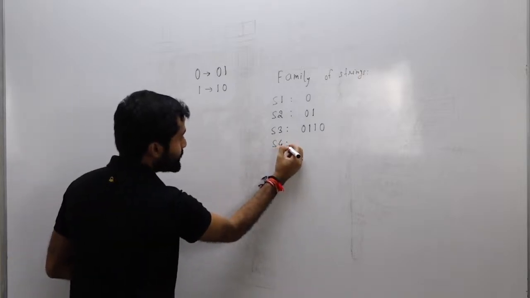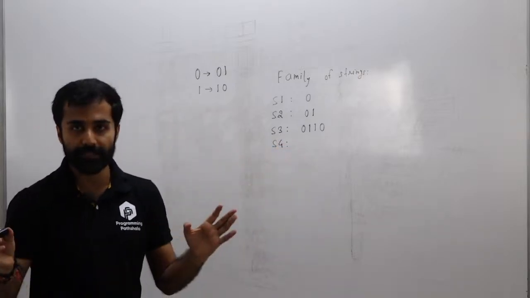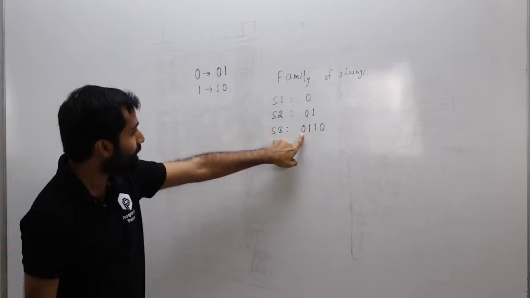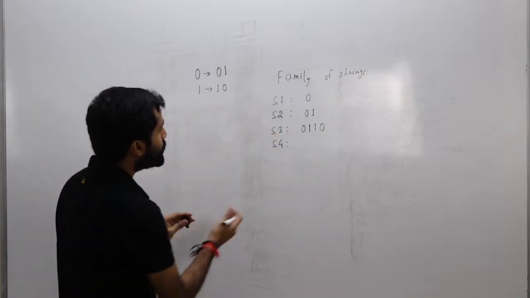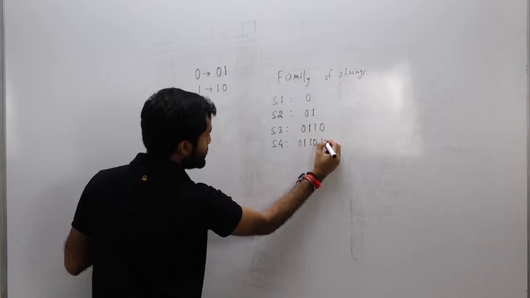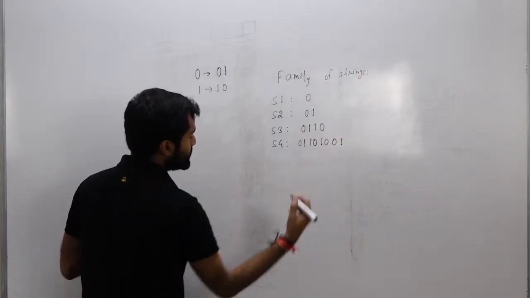Similarly, what will be our S4? Now I think it should be a breeze for you, right? If you want S4, you look back at S3. You see that this is a 0. 0 is to be replaced by 0, 1. 1 is to be replaced by 1, 0. 1 is to be replaced by 1, 0. And this 0 is to be replaced by 0, 1.